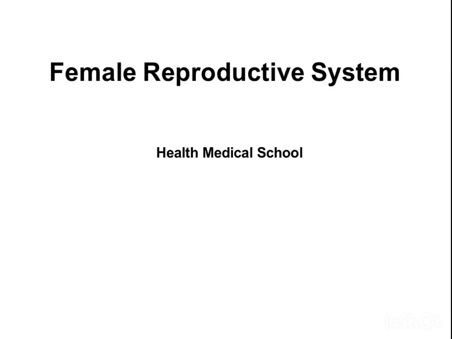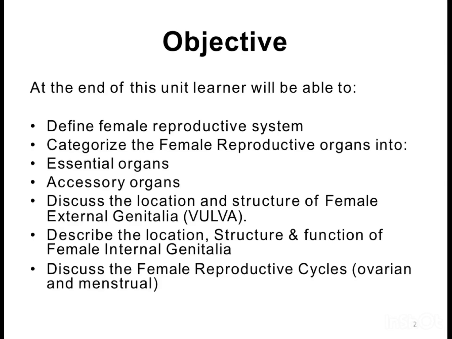Today we are going to discuss the female reproductive system. By the end of this unit, learners will be able to define the female reproductive system, categorize the female reproductive organs into essential organs and accessory organs, discuss the location and structure of the female external genitalia, the vulva, describe the location, structure and function of the female internal genitalia, and discuss the female reproductive cycles, ovarian and menstrual.